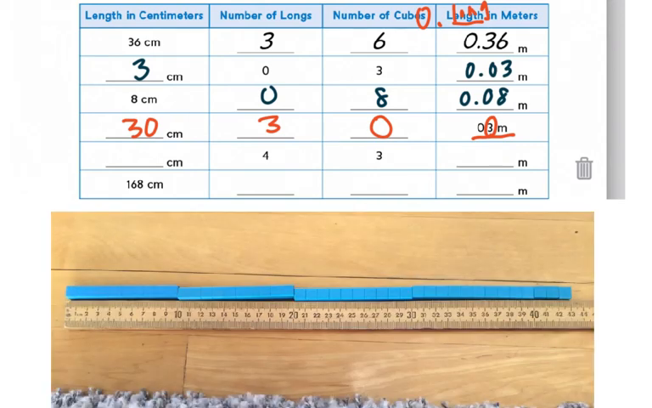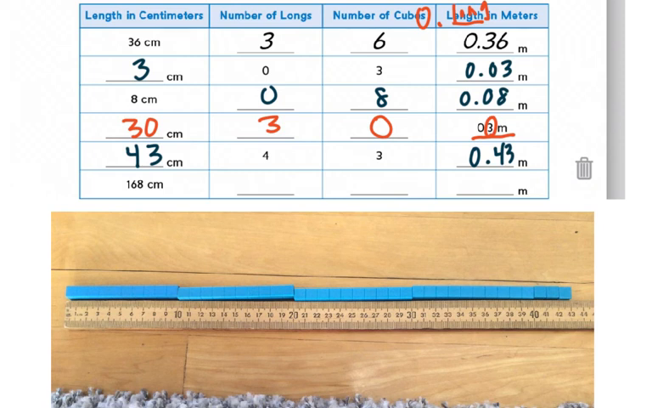The next one tells me I have 4 longs and 3 cubes. So I went ahead and laid those down on my meter stick. Go ahead and look, what does it measure? It measures 43 centimeters, which is 4 longs and 3 cubes, and that would be 43 hundredths of a meter.